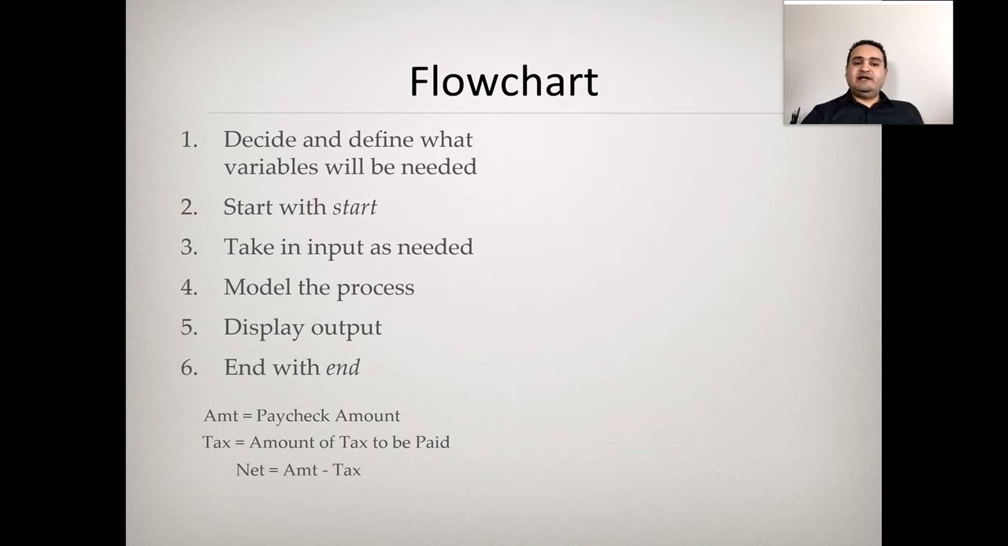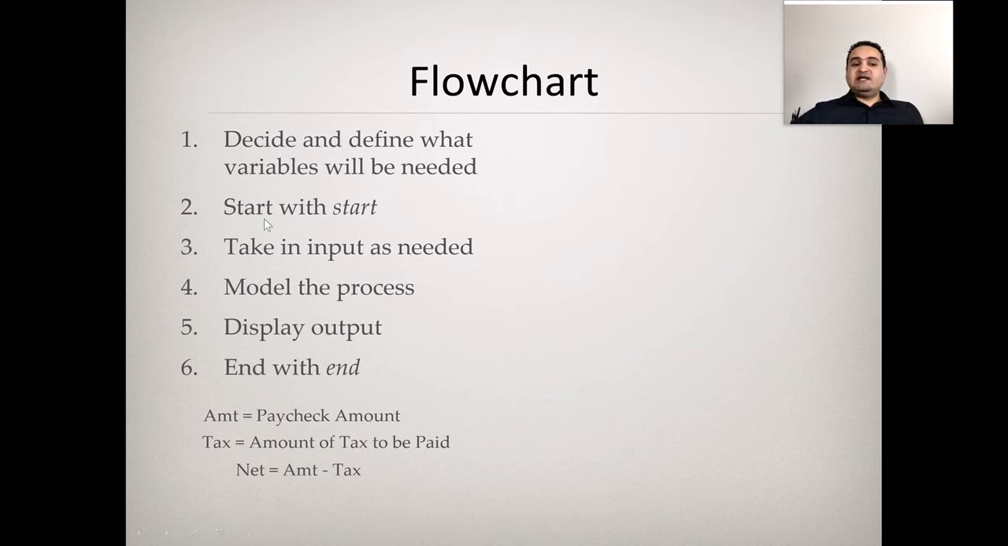So the first step, when we create a flowchart, we read the scenario, and then we go through those 6 steps. The first step is to decide and define what variables will be needed. So in this case, the variables that we will need include the paycheck amount, the tax, and the net pay that we will get. So those are the 3 variables that we will use. So that's the first step.